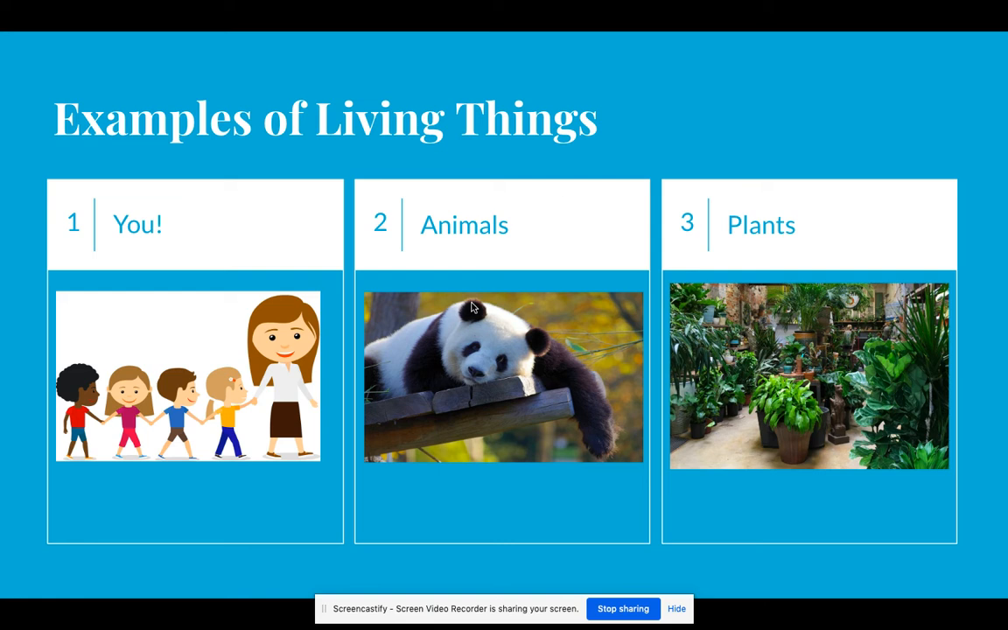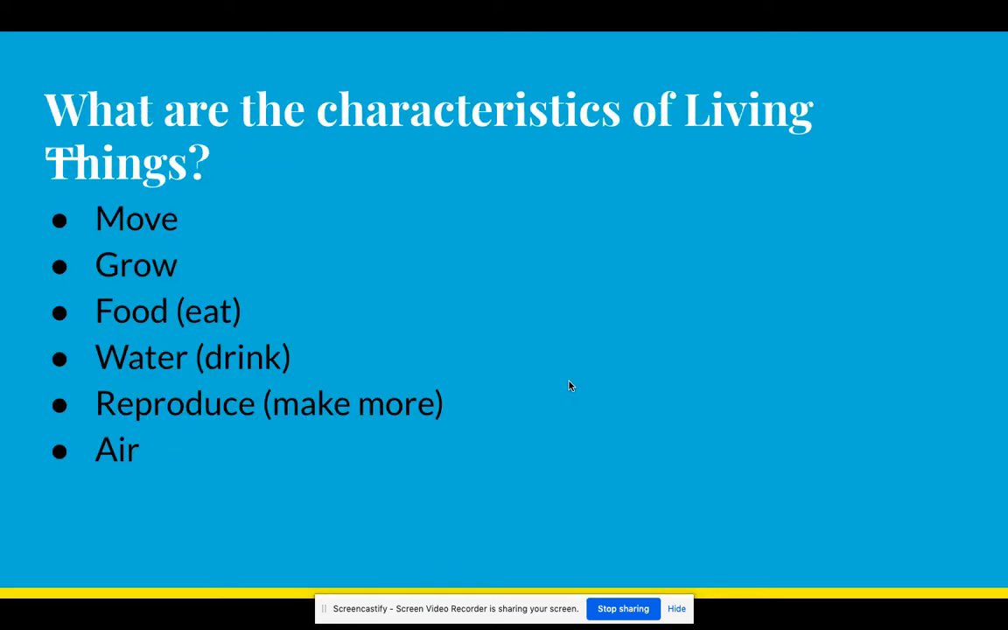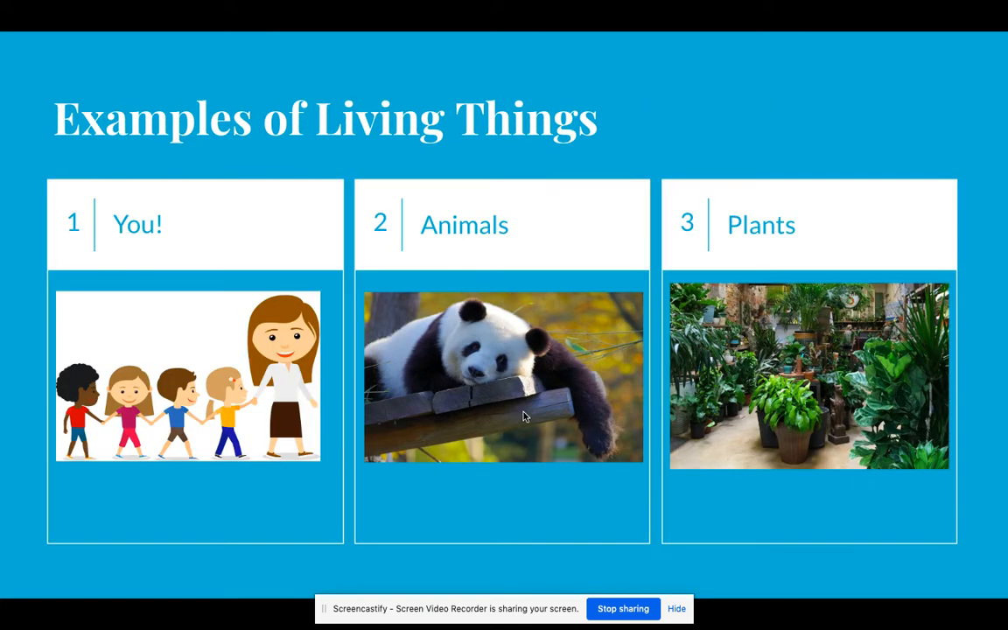An animal is also a living thing because just like us, they need food, water, air. They can make more of themselves and they also grow. So, an animal would also be a living thing, just as the plants are. Plants are also living things because they also need food, water, air to grow, and they don't necessarily move, but they do grow. So these are three examples of living things.